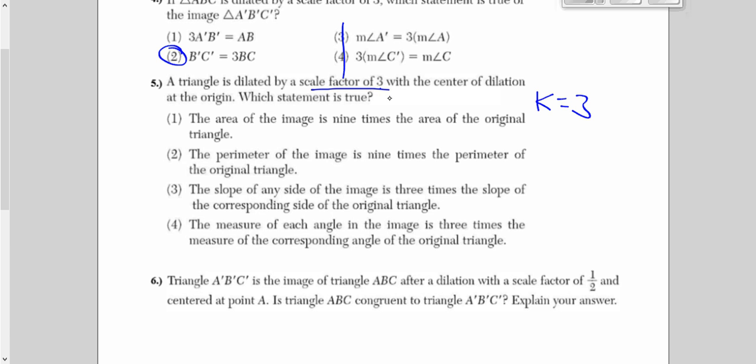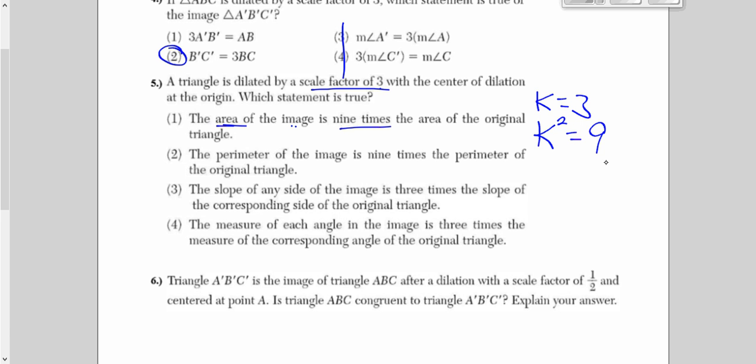Number 1 talks about the area, the new area, the area of the image being 9 times the original area. Where did they get 9 from? The scale factor is 3. What do we have to do to the scale factor to deal with areas? Square it. We need k squared for area, which is 9.